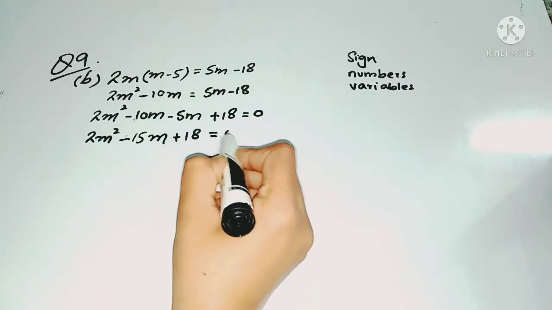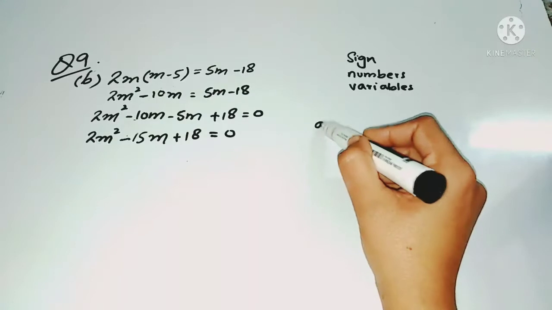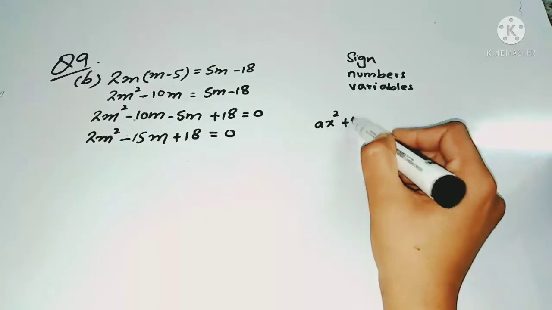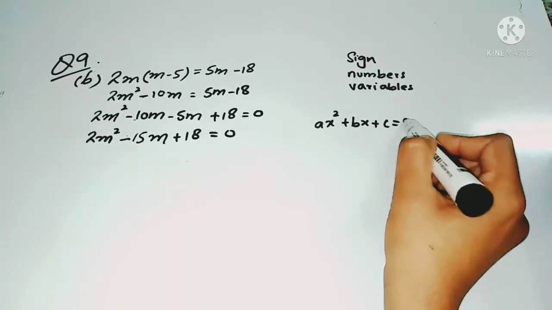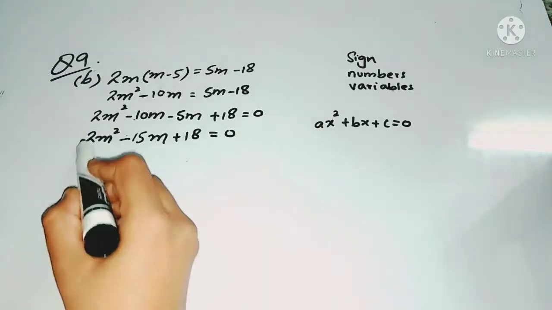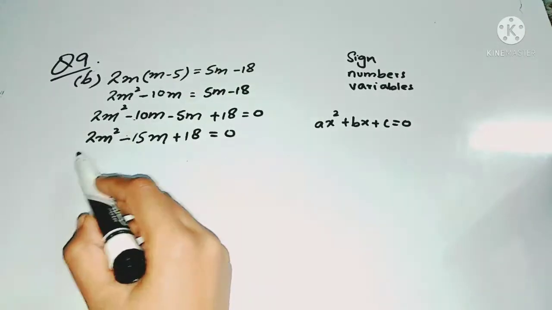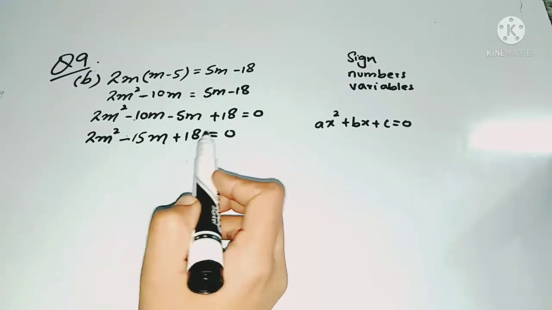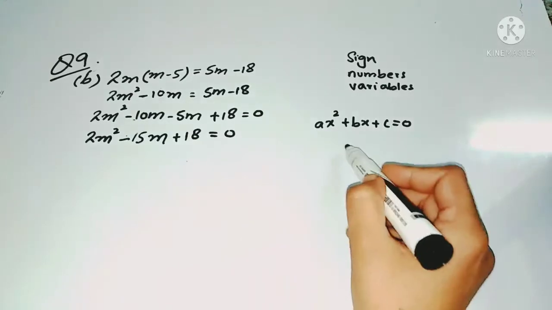Now you can see that this is a quadratic equation. It is in this form, which is ax square plus bx plus c is equal to 0. Now you can solve the quadratic equation with the help of factorization. So let's do it with the help of factorization. Multiply 2 and 18. When you multiply 2 and 18, you will get 36 because 18 2's are 36.